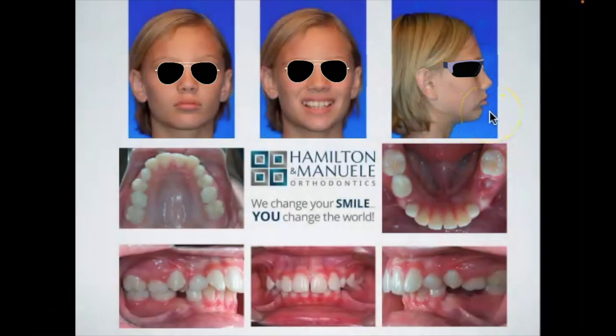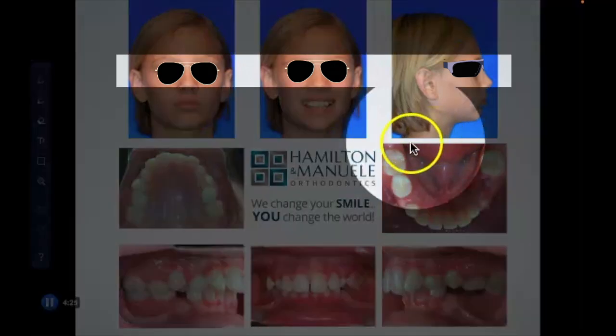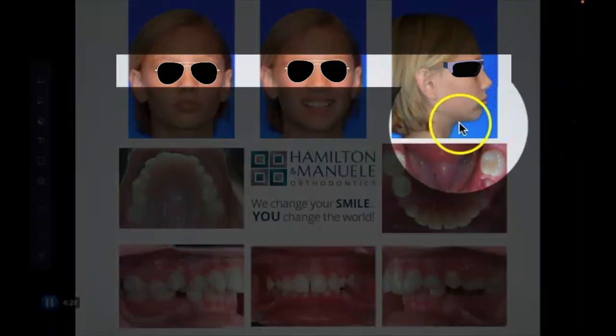So that's one indicator. What's another indicator? For the retrusive mandible, what's another indicator? Maybe more down in this area here.